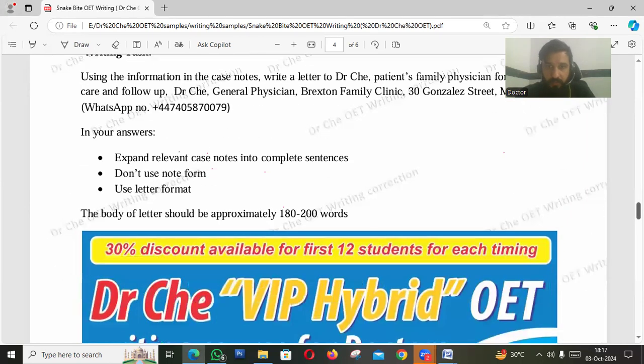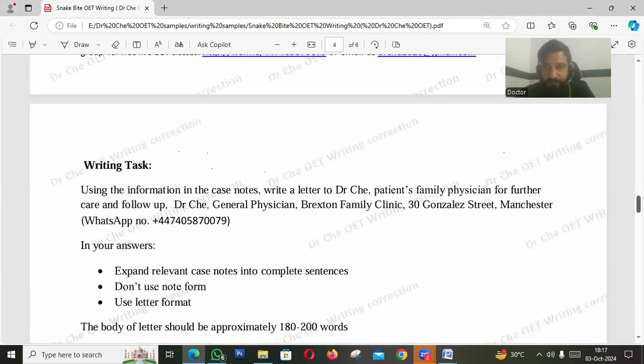Okay. So we were discussing this letter. My way of teaching is that I prefer individual one-to-one teaching. This is different from other tutors. After reading this letter, what comes to your mind? Number one, this is a discharge letter. Number two, you are sending this patient back to the patient's family physician.